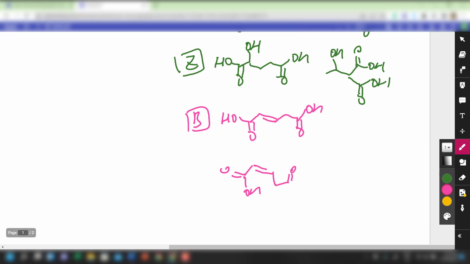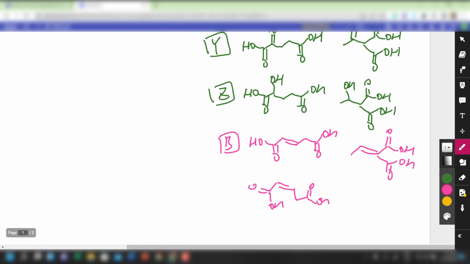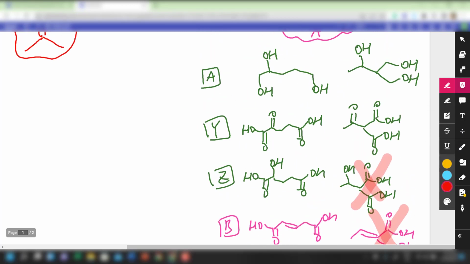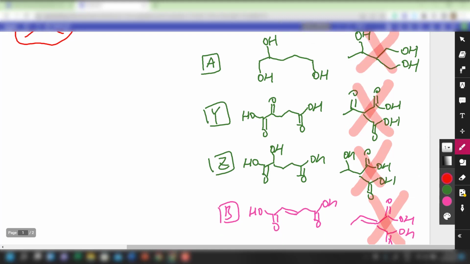1, 2, like this, so we have 1, 2, 3, 4. This is the cis, this is the trans, this is the cis. And for the other possible structures, I will not be able to have cis-trans isomerism because the same group, which is the carboxylic acid, is bonded to the same sp2 hybridized carbon. So with that, I can straight away conclude that all these are incorrect. That means the correct structures for A, Y, and Z are as follows.